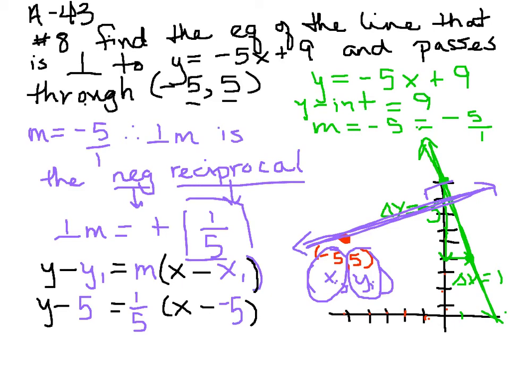Now I'm going to write this whole thing, and I'm just going to write it all in purple. Okay, guys? So I get y minus 5 is equal to 1/5 x plus 5. Now I need to distribute. So here, let's go ahead and move on to the next.